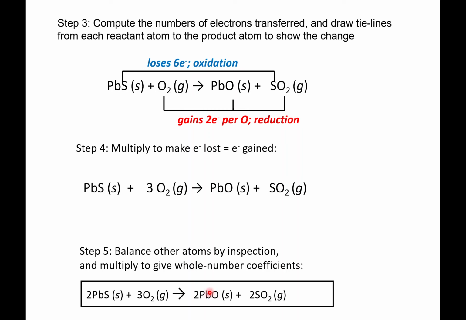So we'd have 1 and 3, so we'd have a total of 3 oxygens. Probably better to highlight it here. So 1 and 2, that'd be 3 oxygens. This is 6, so we'd basically need double. So we would put 2's in front of both of these. When we do that to balance, we'd also need to put a 2 in front of the lead sulfide.